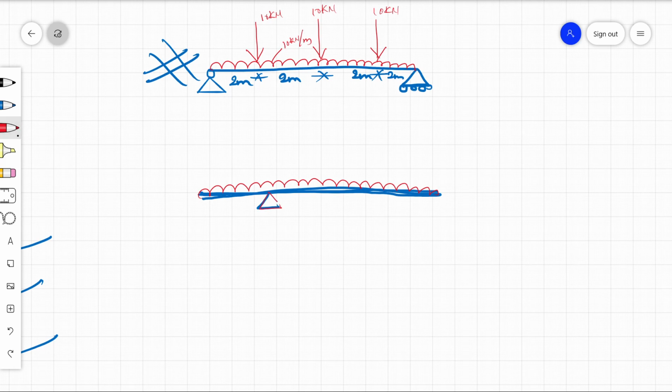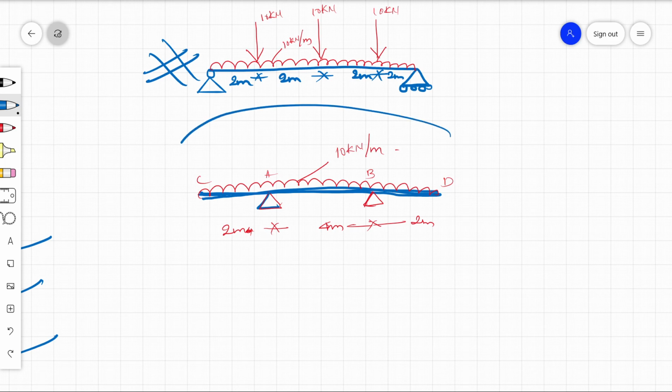This is simply supported, and the distances are 2 meter, 4 meter, 2 meter, with points A, B, C, D, and the load intensity is 10 kilonewton per meter. So this is one assignment.